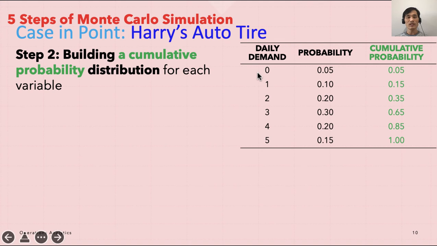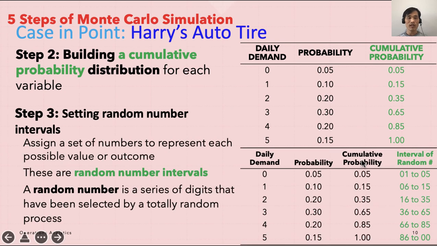However, for daily demand 1, we have 10%, and 5% plus 10% gives you a cumulative probability of 15%. For daily demand 2, 15% plus 20% gives you 35%. If you go on like that, at daily demand 5, you see 15% plus 85% gives you 100%. So cumulative probability has to end in 100%. If you have done that, now let's go to step number 3.